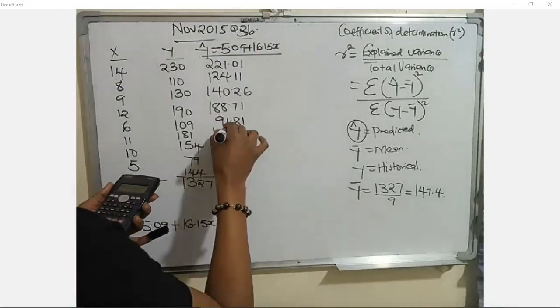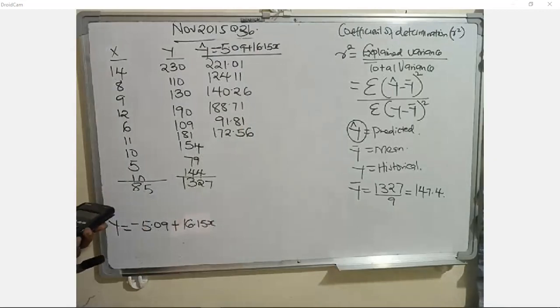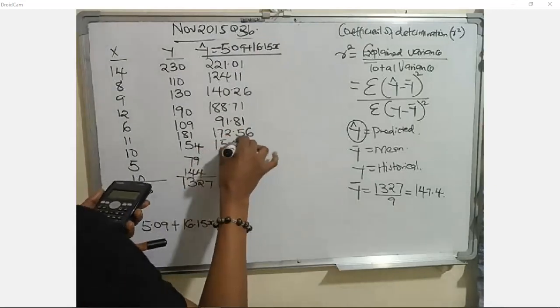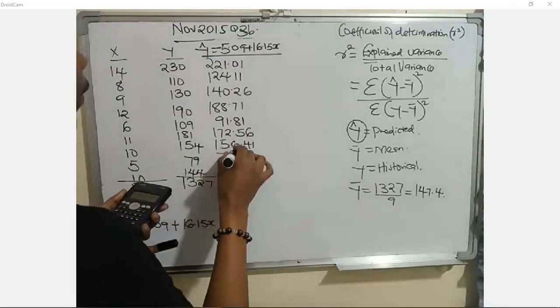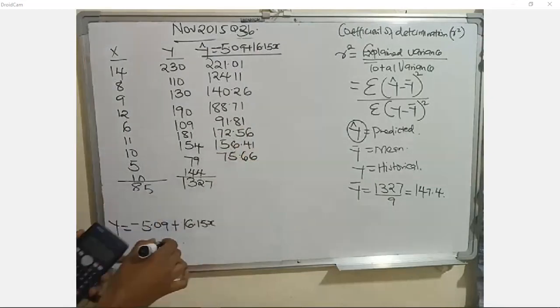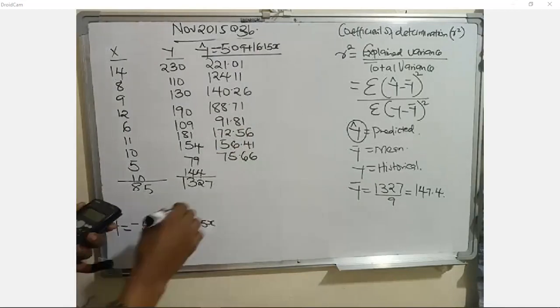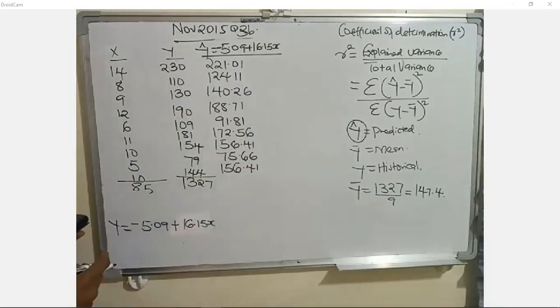This is 172.56. Then we have 10, which is 156.41. The other one will be 75.66. And then the last one is 156.41. Yes, is it like that?